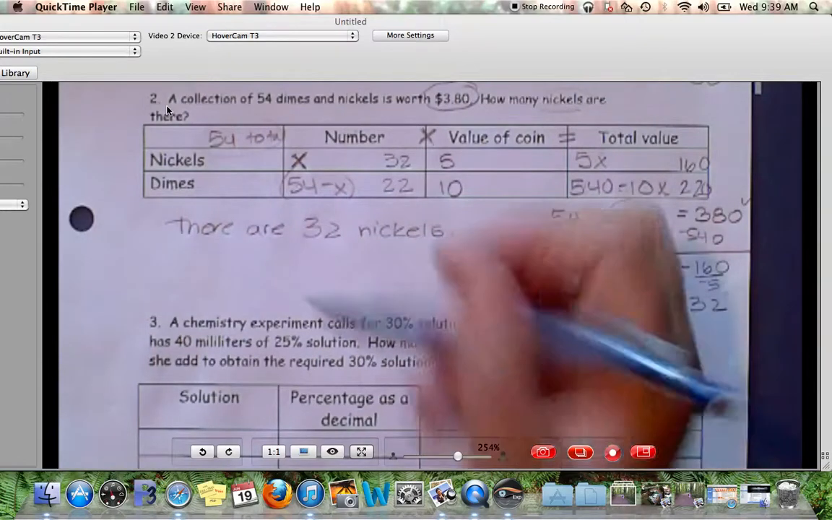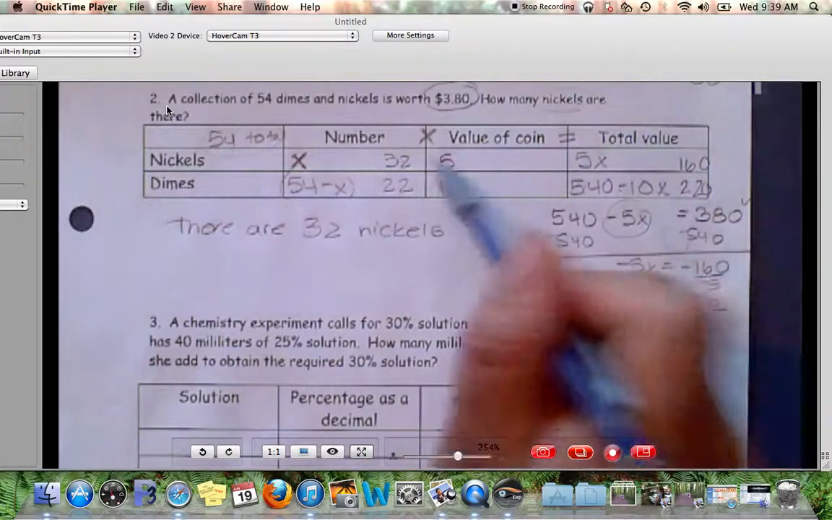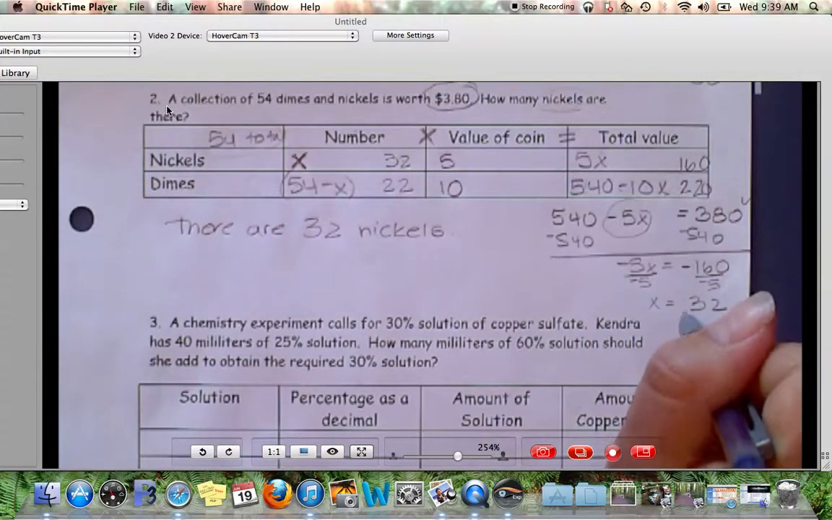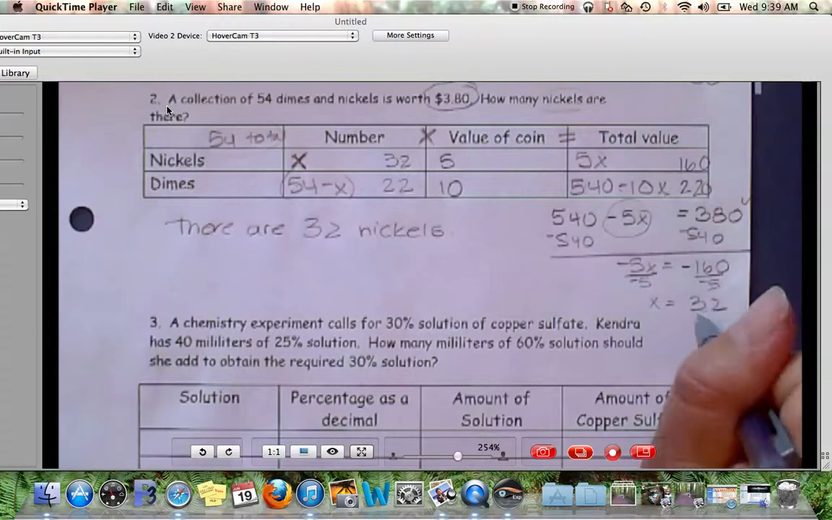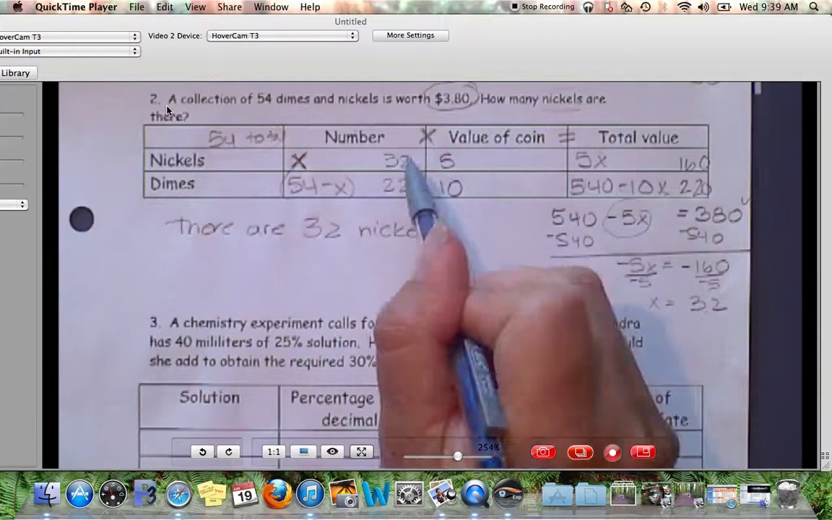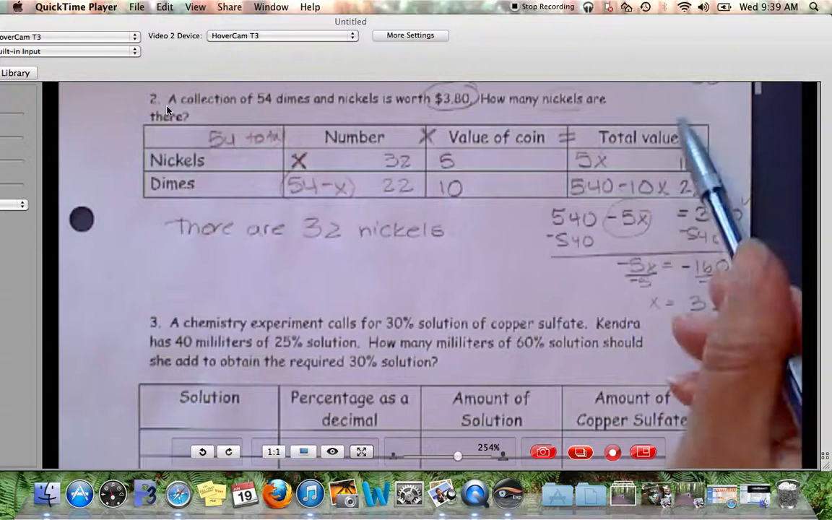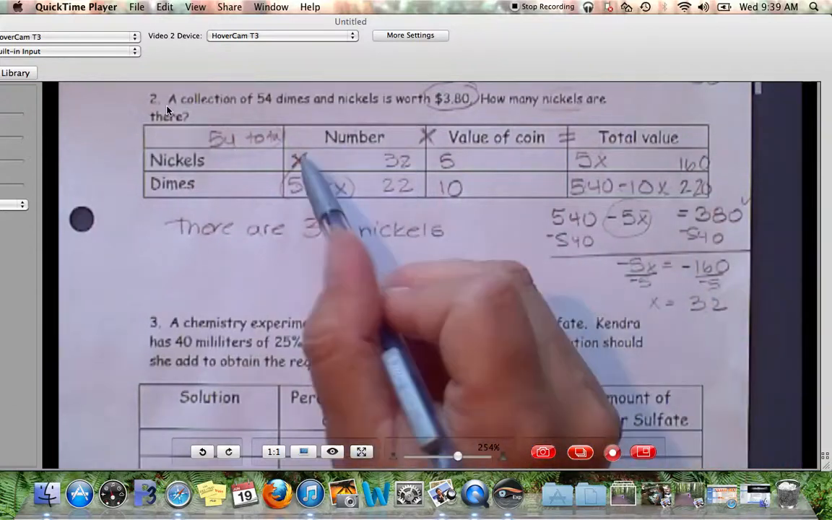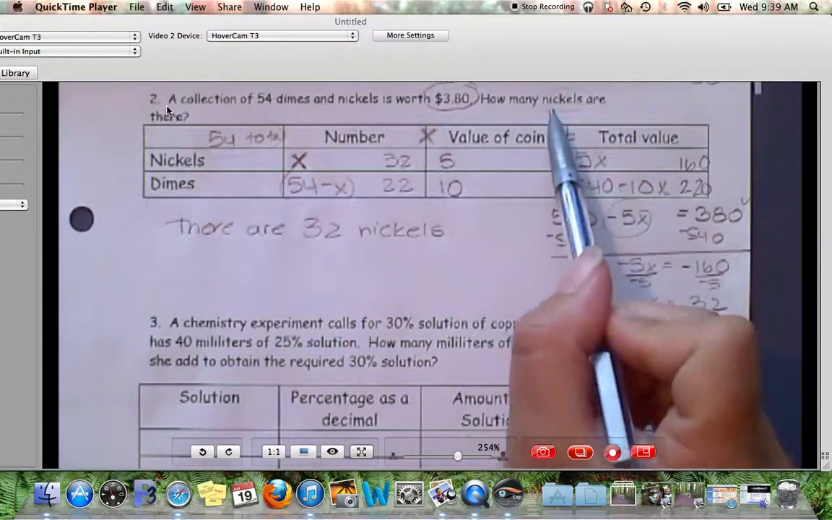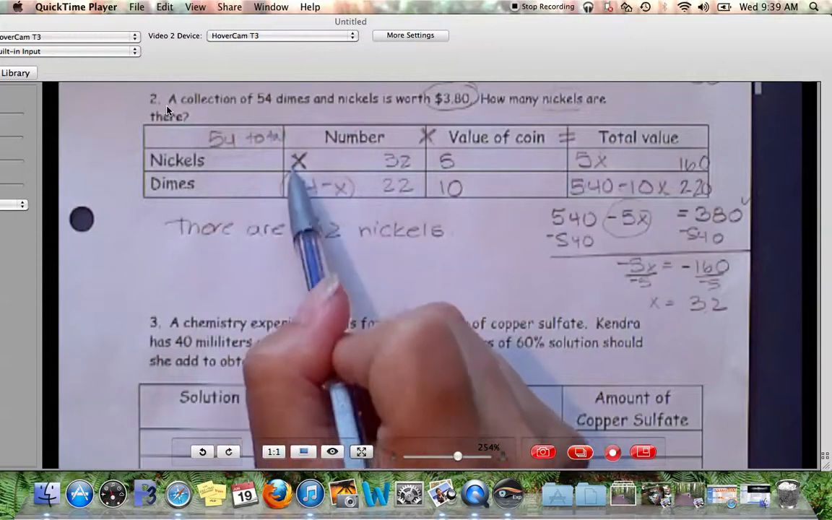Now, again, you could call the dimes X and the nickels 54 minus X, and all of this still works. It won't look exactly the same here and here, but when you find your X, if you did it the other way, you'd get X equals 22. When you plug X back in, you still get the nickels to be 32, the dimes to be 22, 160, and 220. So all of the values come out to be correct whether you use the X for the nickels or the X for the dimes. Just a rule of thumb for me, if they're asking you how many nickels there are, then I usually call that one X. And sometimes I use N for that.